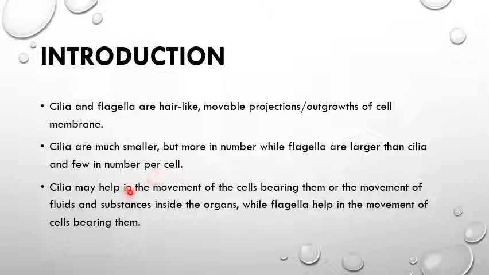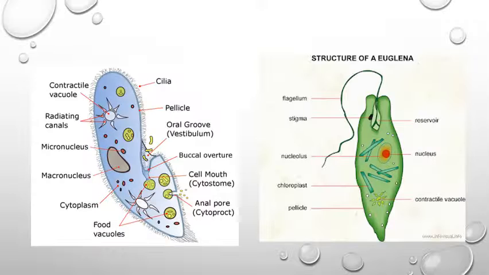Cilia may help in the movement of the cells bearing them or the movement of fluids and substances inside the organ, while flagella help in the movement of the cell bearing them. In this image, you can see the small hair-like structures, the outgrowths present on the cell membrane of the paramecium, which are small in structure but large in number.